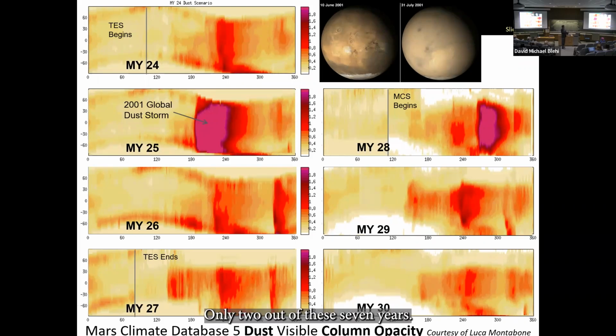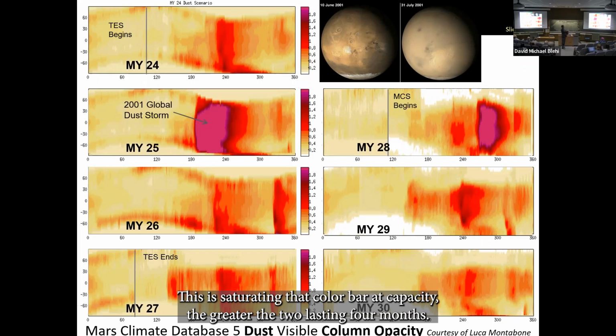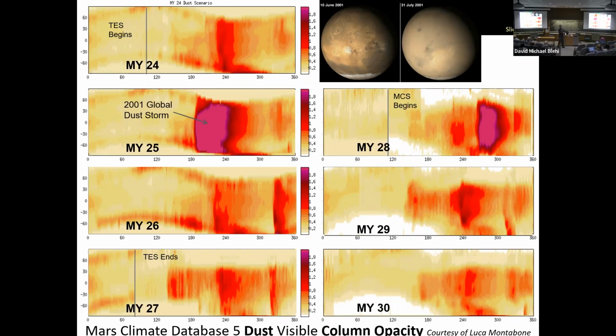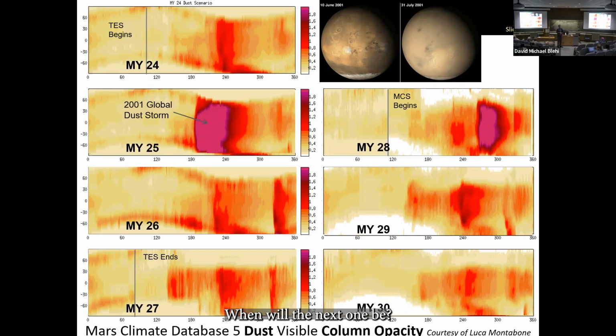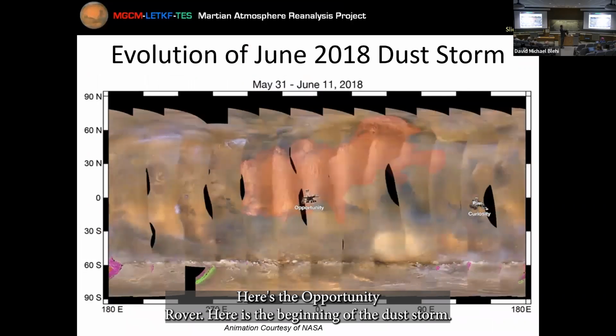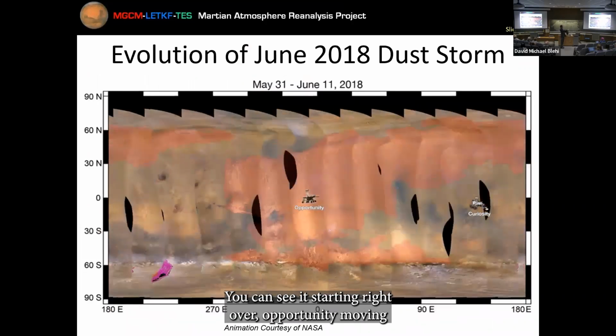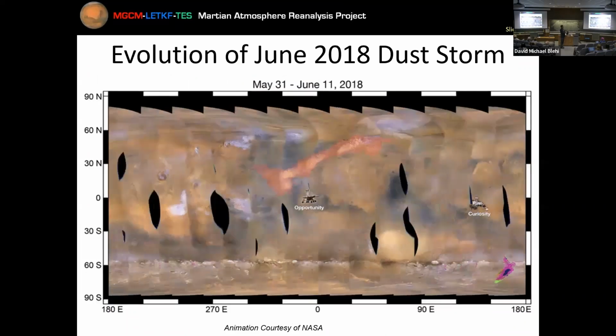Only 2 out of these 7 years you have a global dust storm. This is an example of how long that dust storm lasts. This is saturating that color bar with opacities of greater than 2, lasting for months. So why did we get storms in Mars year 25, Mars year 28, Mars year 34? When will the next one be? Okay, that's what we want to try to find out. Okay, so this is an example. Here's the Opportunity rover. Here's the beginning of the dust storm. You can see it starting right over Opportunity, moving south, going to the southern hemisphere, expanding, dust expanding around the planet.